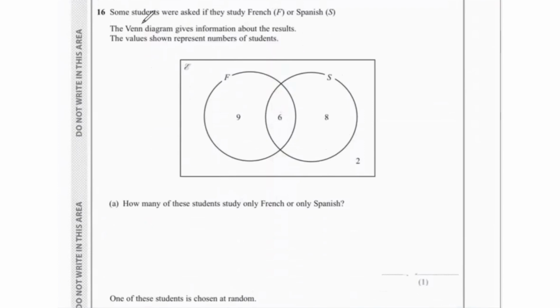Then we have the Venn diagram. Some students were asked if they study French or Spanish. The Venn diagram gives information about the result. The values shown represent number of students. How many of these students study only French or only Spanish? Only French is 9 and only Spanish is 8. So we will do 9 plus 8, and that is 17.